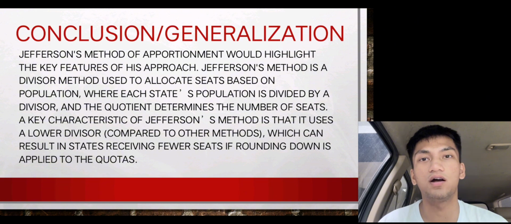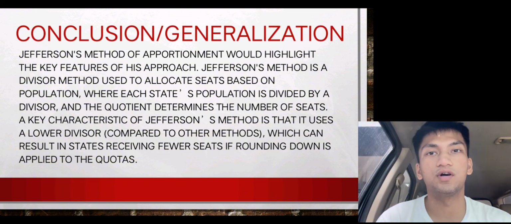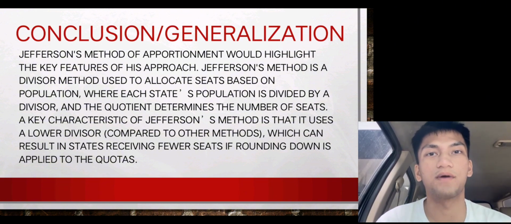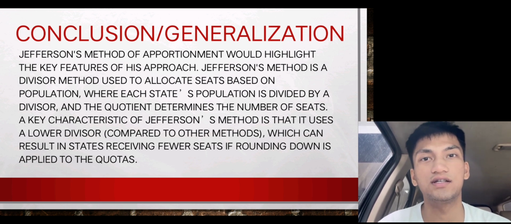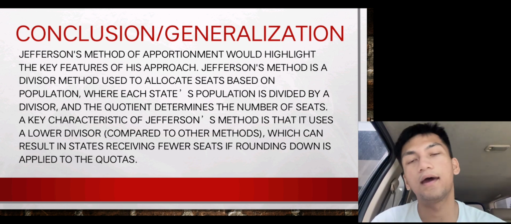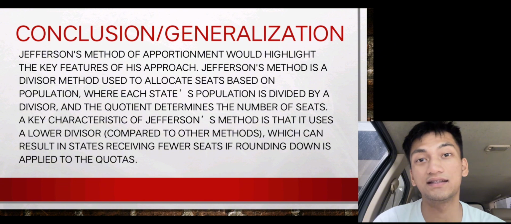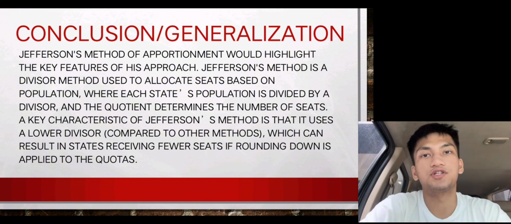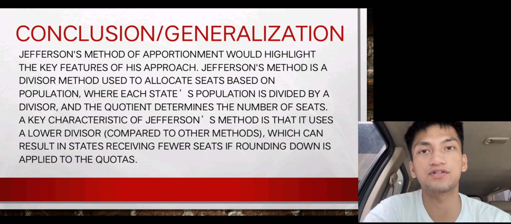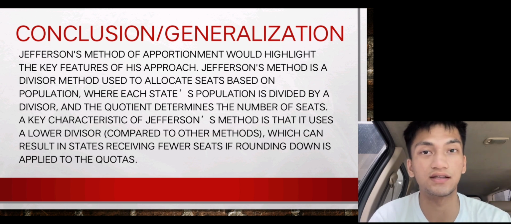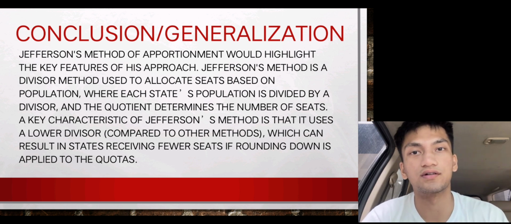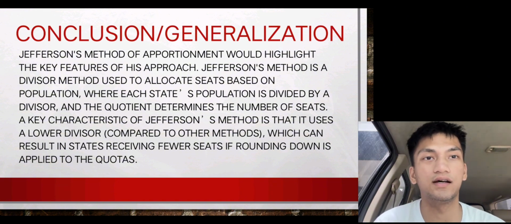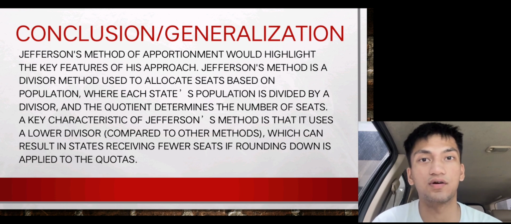This topic is all about Jefferson's method. Jefferson's method is a divisor method. It is used to allocate seats based on population. It is important to remember that it is the quotient that determines the number of seats. A key difference of Jefferson's method compared to other methods is that it uses a lower divisor. This will result in different states having fewer seats, especially when rounding down is applied to the quotas.